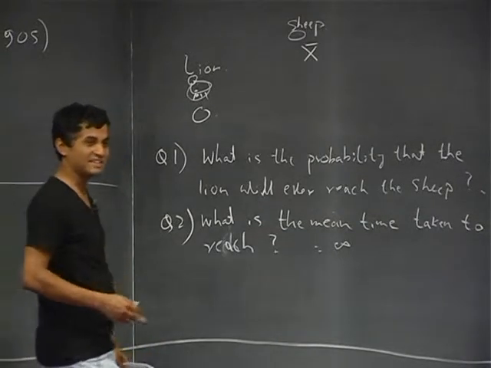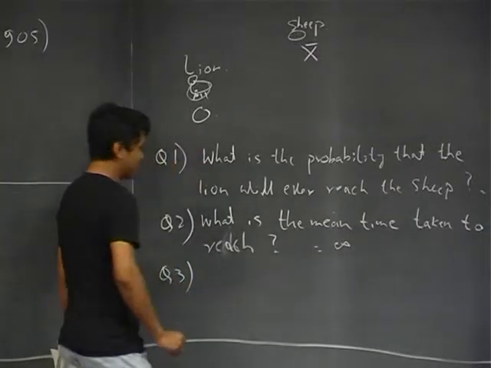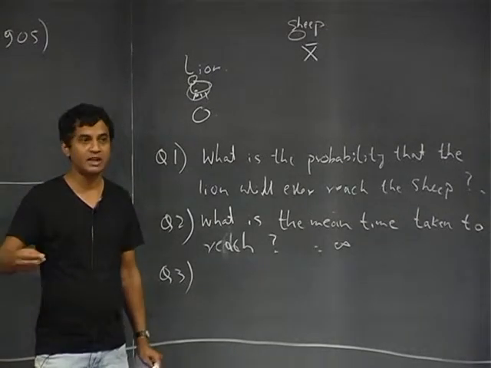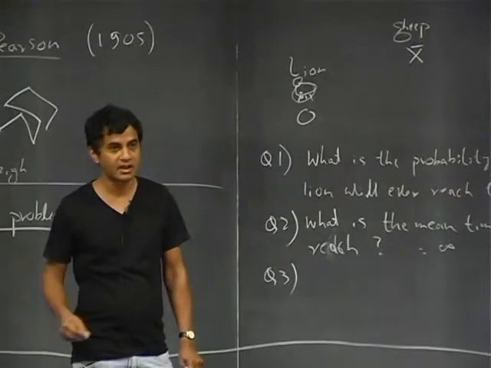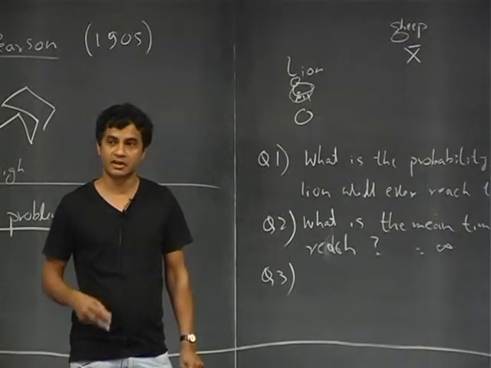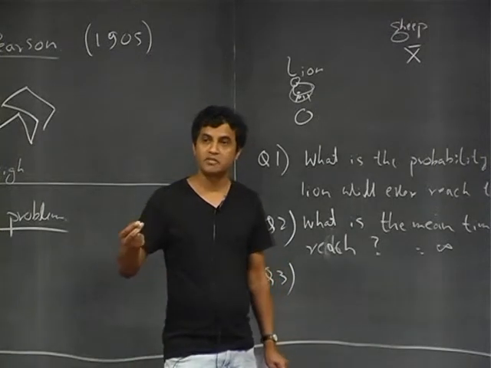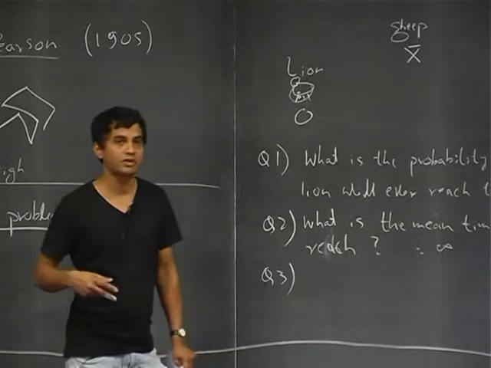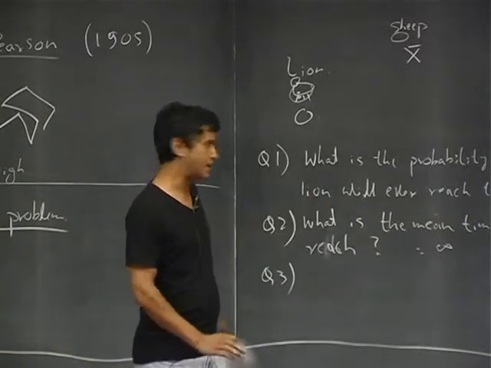You can of course change the problem so that the lion dies. Then question number 3: this is a random process, so you can imagine different lions in different forests. Each lion might reach the sheep in some time t. So the time t to reach the sheep is a random variable, and you can ask what is the probability that it will reach the sheep in time t.